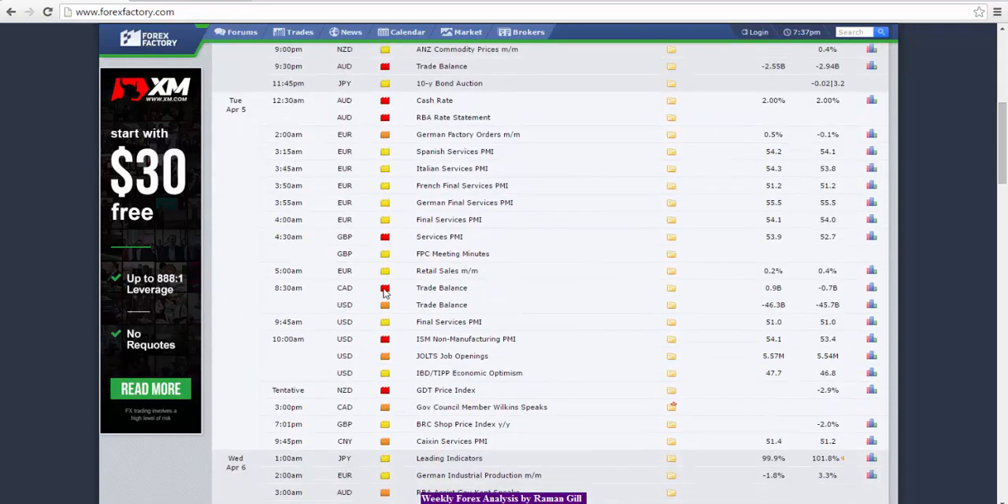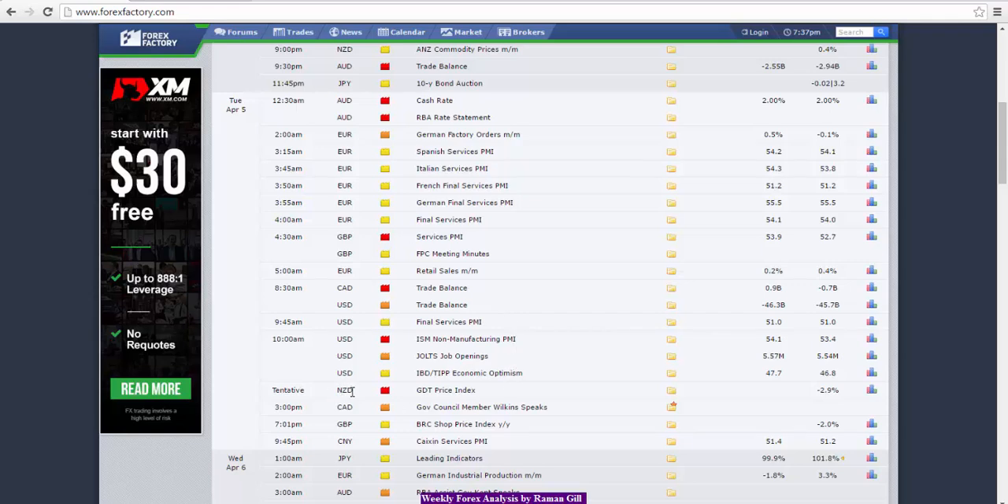And then in the London session, we have services PMI for British pound, and also out of the Eurozone, we have German factory orders and PMI numbers. Then into the US session, we have Canadian dollar trade balance and US dollar trade balance, and then final services PMI number for the US dollar and ISM non-manufacturing PMI number for the US dollar. These PMI numbers are very important, so we have to keep an eye on these.